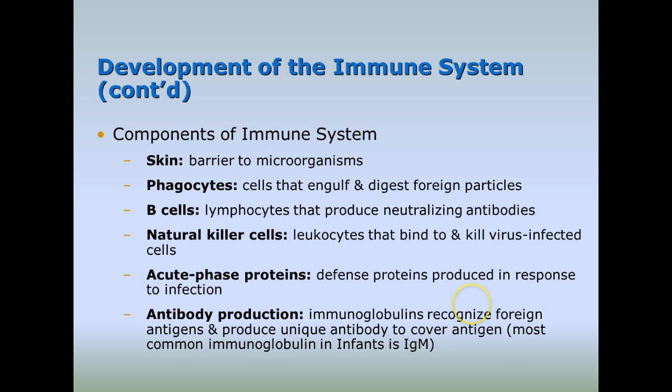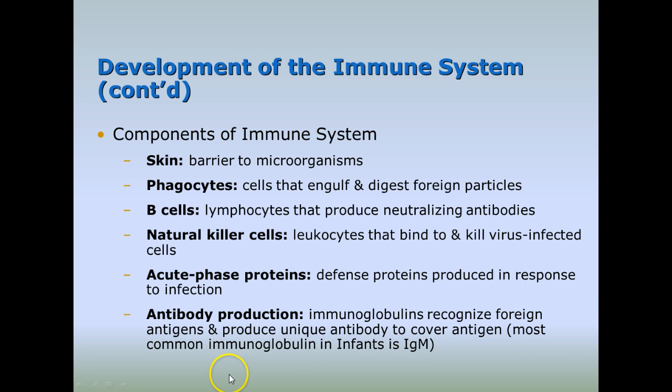Some other components of the immune system that are important: the skin, that's the first line of defense. We have phagocytes, or neutrophils, as you may call them, that engulf and digest foreign particles. We have B cells that make antibodies, natural killer cells that can just go ahead and attack a virus-infected cell. We can have acute phase proteins, which are defense proteins produced in response to an infection, and antibody production. So we need to make sure that we can make the immunoglobulins to fight off infection.